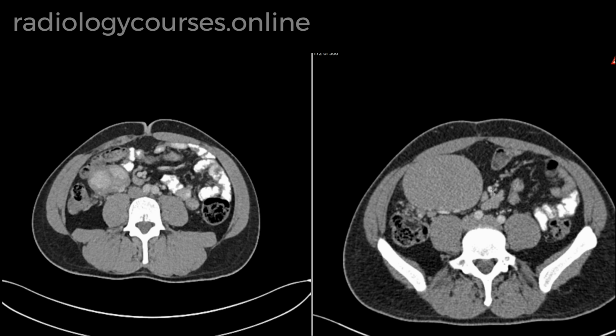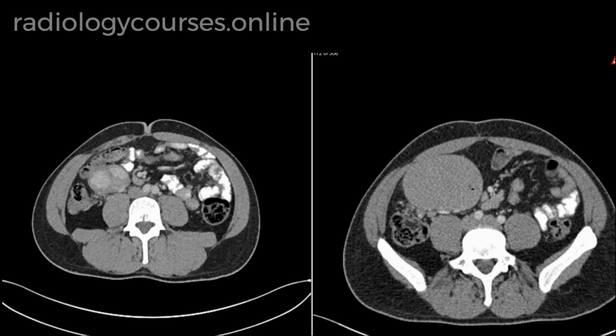So here I've got a case of proven lymphoma on treatment, and we have this large nodal mass in the mesentery, and we can see in the follow-up CT the mass has reduced. The hematologists want to know what is the approximate percentage decrease in the volume of the nodal mass.